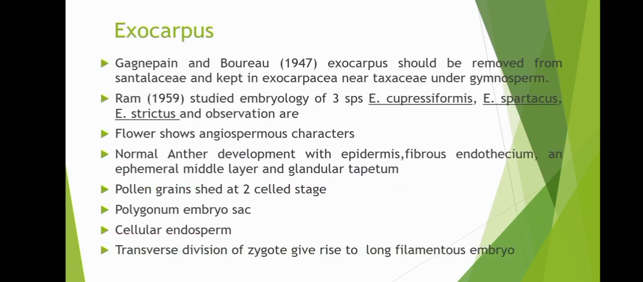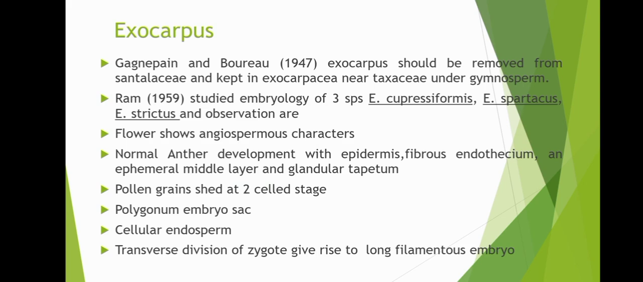Exocarpus. Exocarpus is a typical Taxus-like plant, and later Gagnepain and Boureau in 1947 kept the Exocarpaceae near Taxaceae under gymnosperms, and these two scientists removed it from the Santalaceae. It was first kept in the Santalaceae, and it was given the name Exocarpaceae, and it is considered a gymnosperm species.